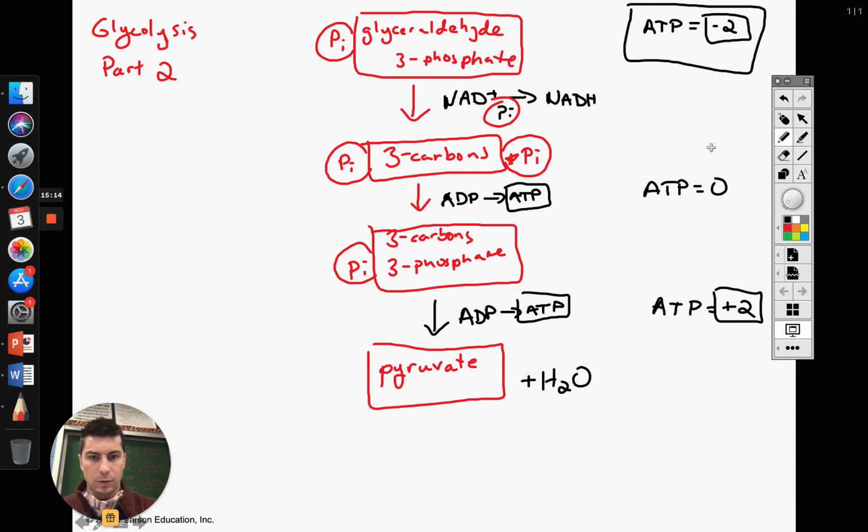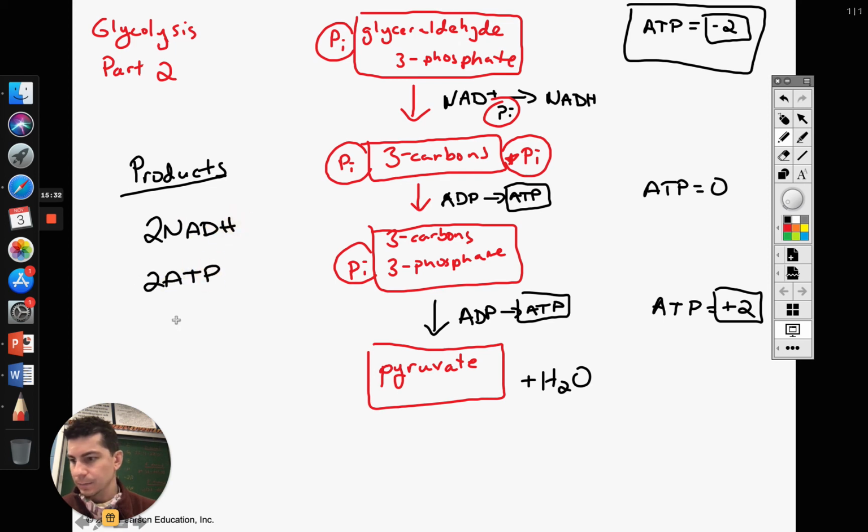Okay. So products, just to go over our products, guys. I'll write those down real quick. Products. All right. We are going to get 2 NADHs, net gain of 2 ATPs. We're going to get 2 waters. We're also going to get 2 hydrogen protons. So those are our products of glycolysis. Now, actually we could put one more on there. We also get 2 pyruvates, one on this side, one on the other side. So there's all your products, guys.